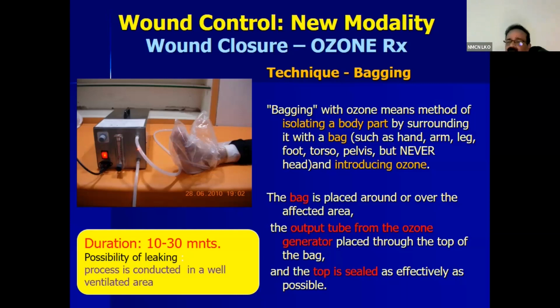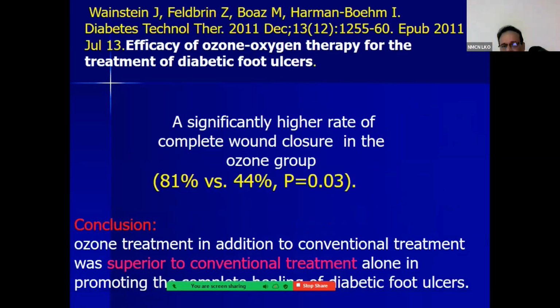In bagging, we apply a plastic bag around the foot where there is a wound, and then the outlet from the ozone generator pipe is put on the upper side, and it is tightly secured so that it does not leak out. The therapy is given for 10 to 30 minutes, and be sure that this ozone should not leak outside. A trial has been done which has shown that a significantly high rate of complete wound closure was seen with the ozone group.